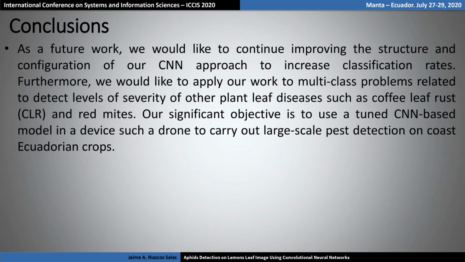As future work, we expect to continue with improvement of our approach, considering multi-class problems and implementing it in large-scale pest detection in our countries.